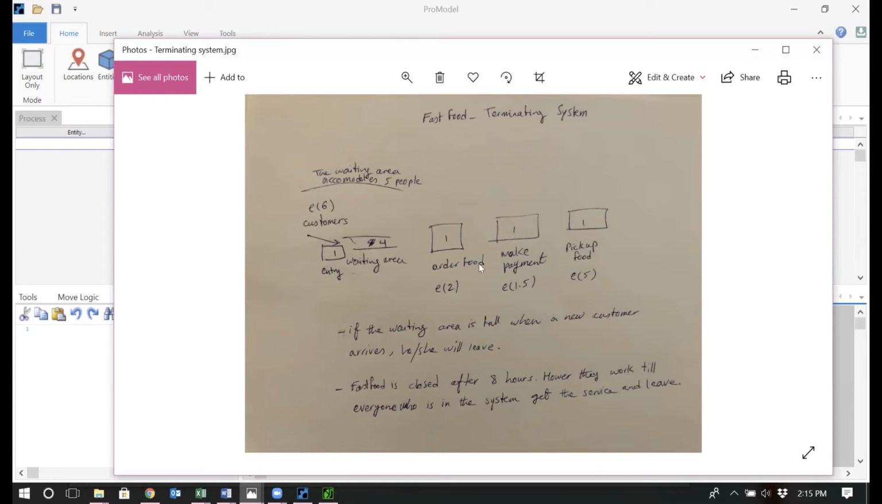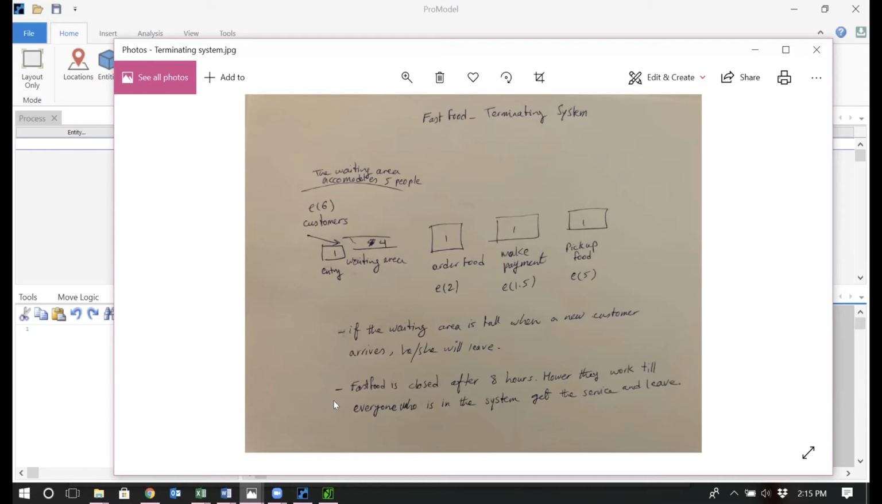Then the customers go to the order food station to order the food, and then to the make payment station, and then to the pick up food station. And the processing time on each one of these stations is given to you in minutes. The customers arrive to the system every 6 minutes, exponentially distributed. These are the things I know about this system. First of all, as I mentioned, if the waiting area is full, the customer is not going to enter it. It's going to be automatically rejected.